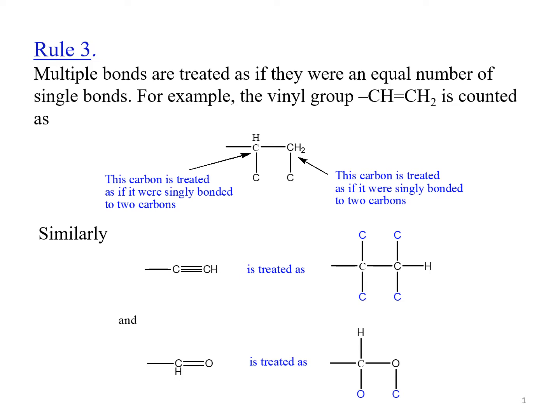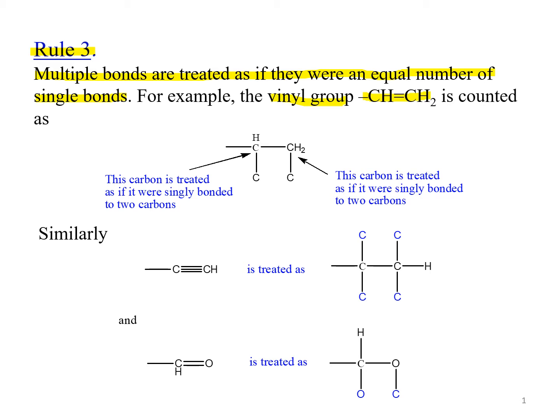We discussed the first two rules in the last slide, and here is rule number 3, which states that multiple bonds are treated as if they were an equal number of single bonds. By multiple bonds, we mean the double and the triple bonds. So we have an example of the vinyl group, and this is what the vinyl group looks like. Two carbons are double bonded with each other, and the hydrogens are filling up the rest of the bonds. The rule states that multiple bonds are treated as if they were an equal number of single bonds.